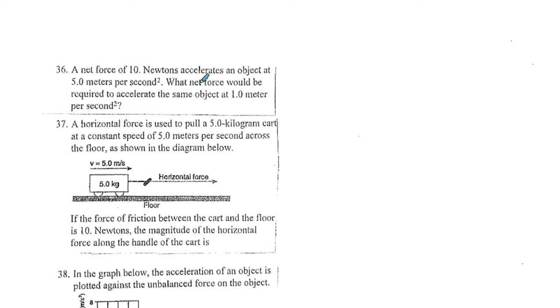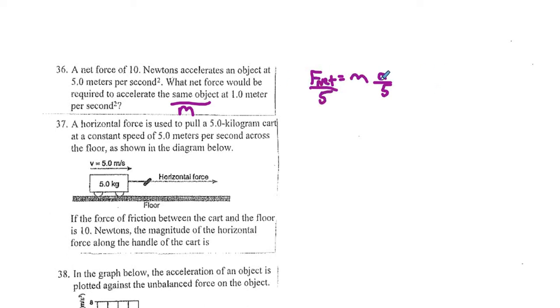It says a net force of 10 newtons accelerates an object at 5 meters per second squared. What net force would be required to accelerate the same object, so same mass, at 1 meter per second squared? We know that Newton's second law is F net equals ma, and what you'll notice is that we have 1/5 the acceleration, so we need 1/5 the net force.